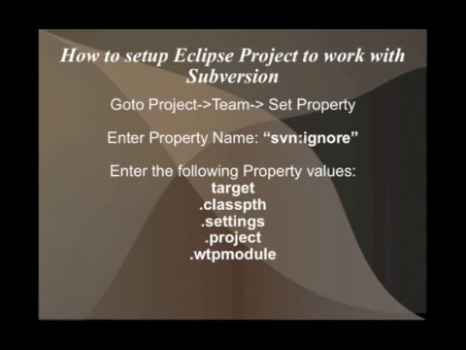What this does is tell Eclipse or STS not to check in those following directories or files into your Subversion, because you really don't want to check in the target that your project made. You really just want the source code and some files, and you shouldn't have the classpath, or the settings, or the .project, or the .ptag. So basically, you right mouse click on the project, you click Team, set properties, enter svn:ignore, and then the following properties. So this will set up Subversion not to check in those files as you're updating the project.